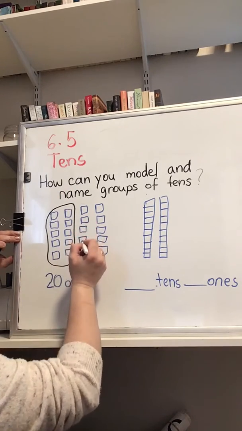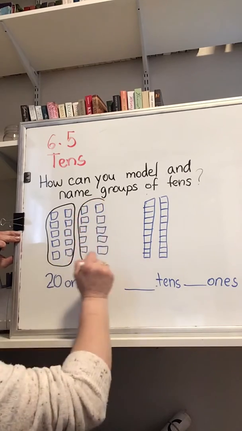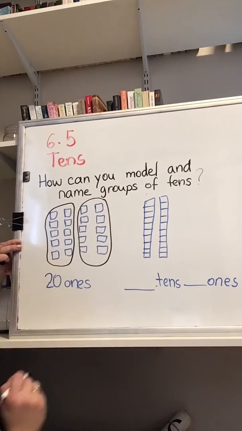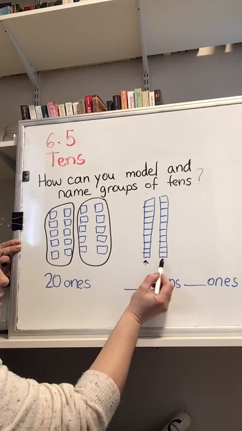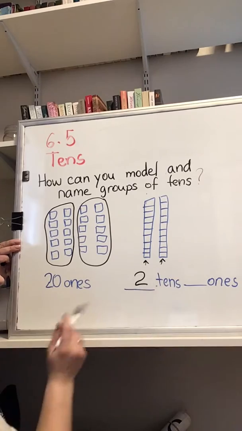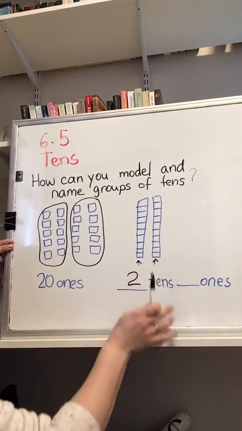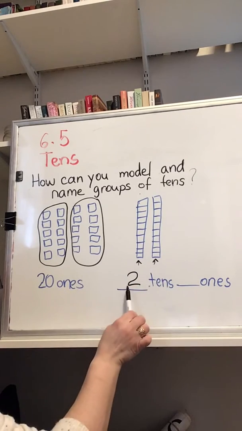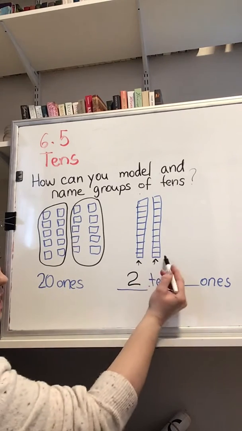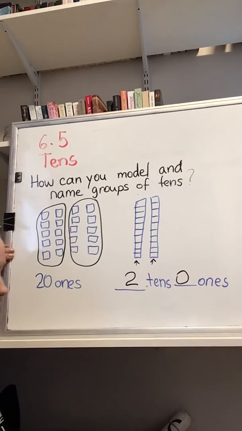1, 2, 3, 4, 5. And I know this is 5 and 5. Make another 10. So how many groups of 10 did I create? I created 1 and 2. 2 groups of 10s. If I connect them, I have 2 cube trains. Each of them has 10. 2 tens. How many ones? Do I have any bits here? No, I have 0 ones.